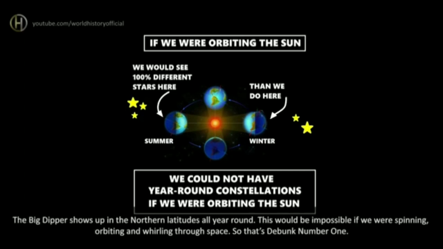The Big Dipper shows up in the northern latitudes all year round. This would be impossible if we were spinning, orbiting, and whirling through space. So that's debunk number 1.